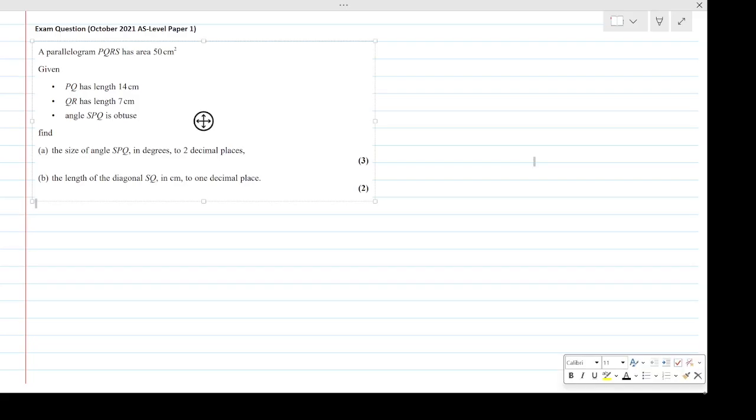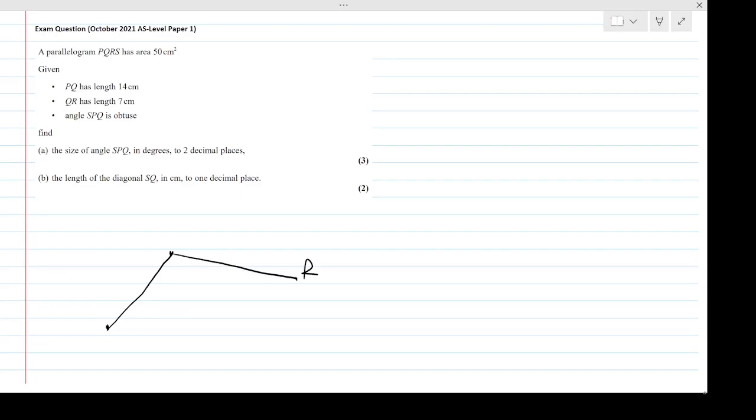So again, probably best to draw a rough little idea of the shape, right? So it's a parallelogram, so it's four sides. So we have PQ here, and then R is say here, and then it's going to be parallel, so it's going to be matching, right? So it's going to be S here, PQRS, and then we join it. So I get this parallelogram shape.